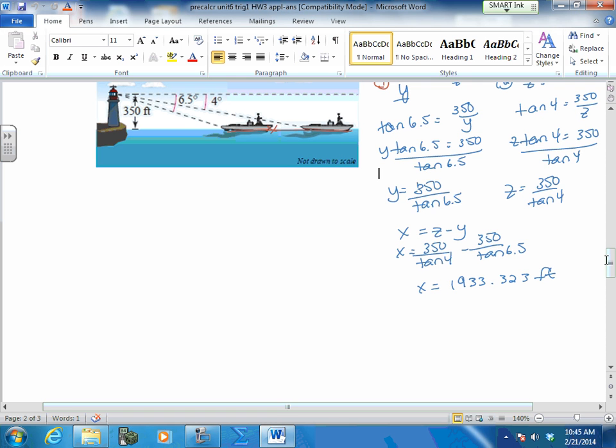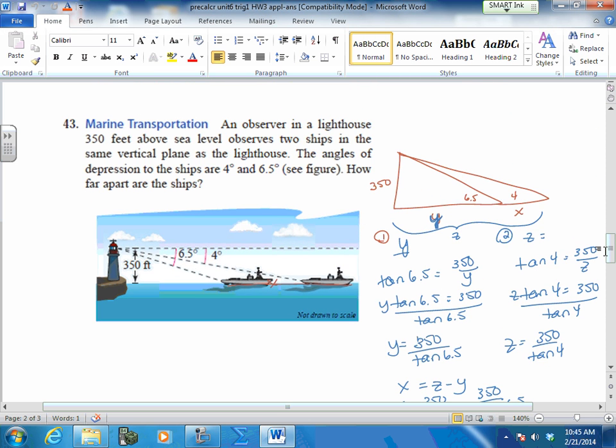This? I think I did it for you. Yes. Everything else is the same up until the answer. You got this? No? Okay. So let's see what we got here. We have an observer in a lighthouse, and the lighthouse is 350 feet above sea level. That's the distance right here. It observes 2 ships.